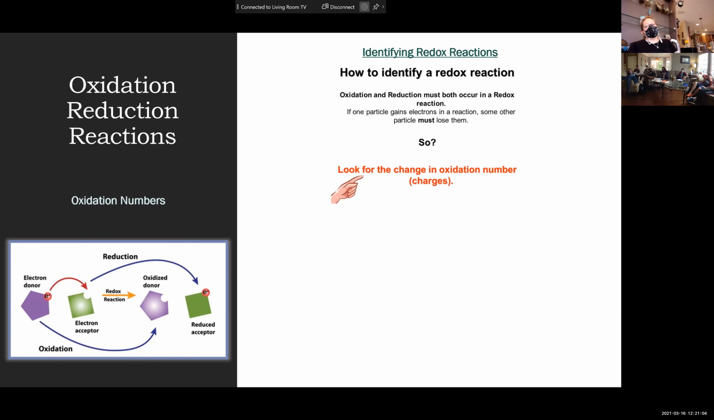So how do you identify a redox reaction? Oxidation and reduction must both occur in a redox reaction. They always go together. Always, always, always. If one particle gains electrons in a reaction, something else has got to lose them, because you've got your law of conservation of matter. You're not going to be creating and deleting electrons from the universe just for the heck of it. It's got to come from somewhere and it's got to go somewhere. So you look for changes in the charges.